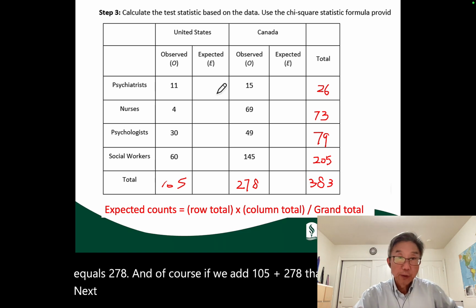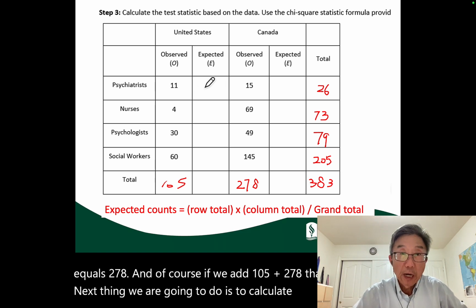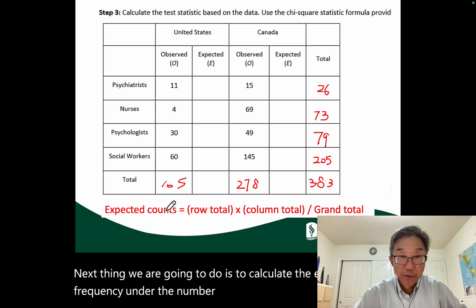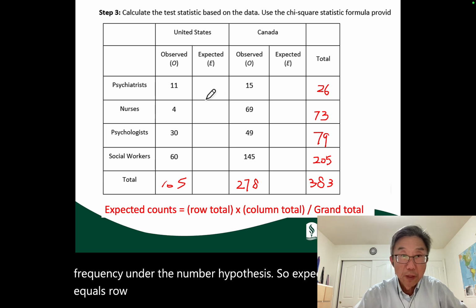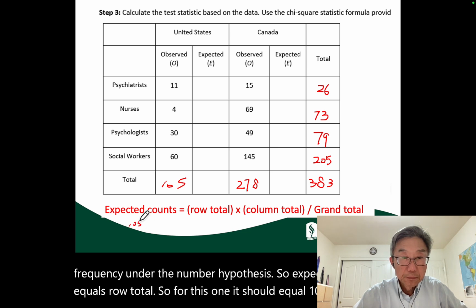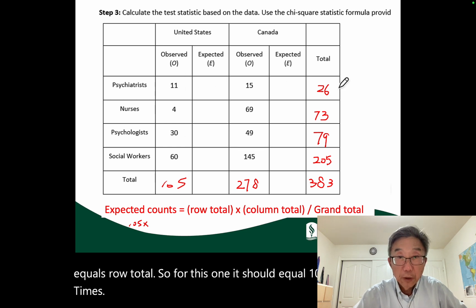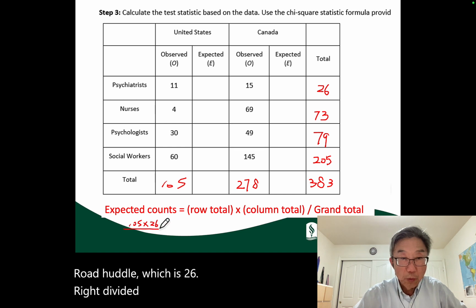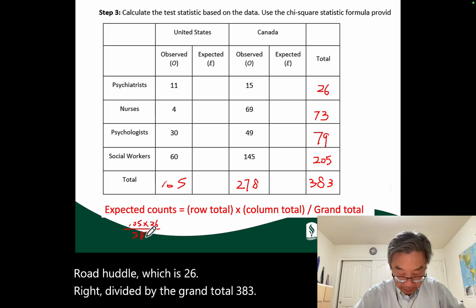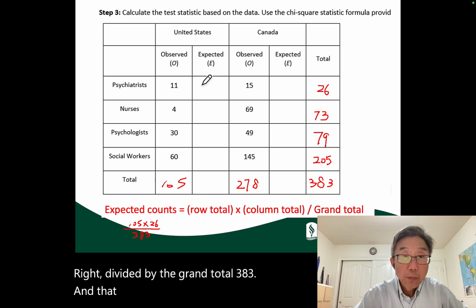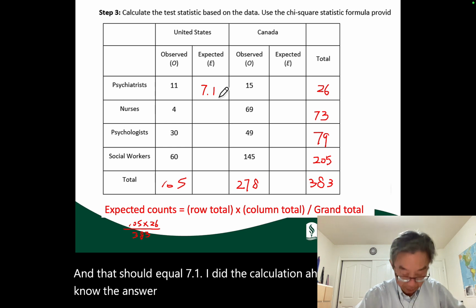Next thing we are going to do is to calculate the expected frequency under the null hypothesis. So expected frequency equals row total. For this one, it should equal 105 times the row total, which is 26, right? Divided by the grand total, 383. And that should equal 7.1. I did the calculation ahead of time, so I know the answer is 7.1.